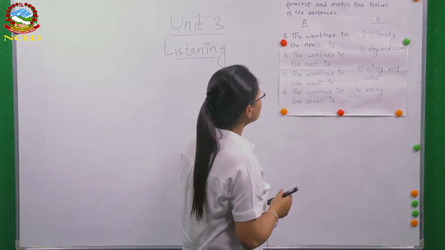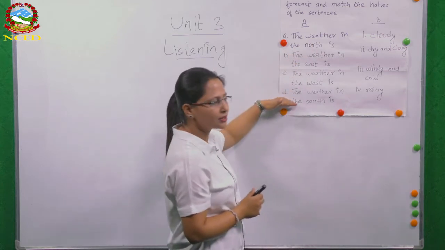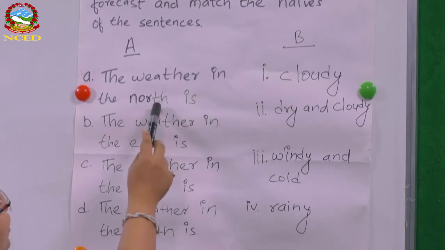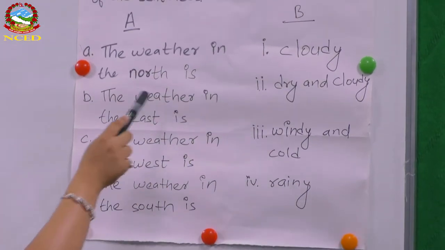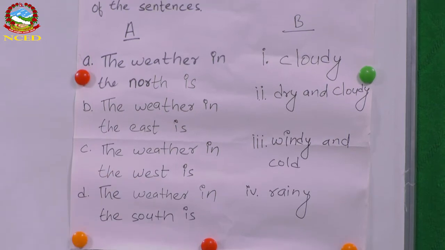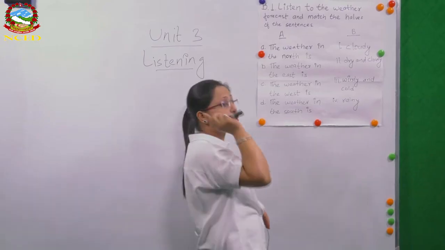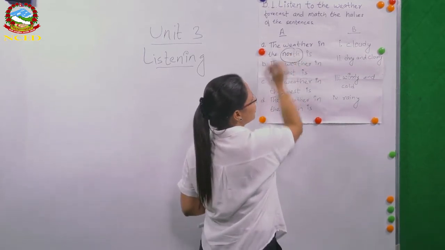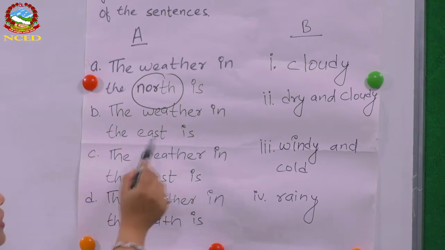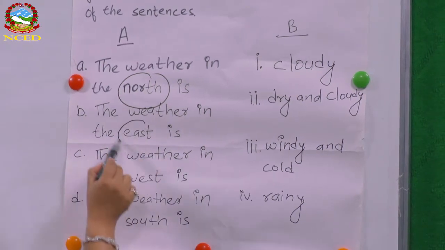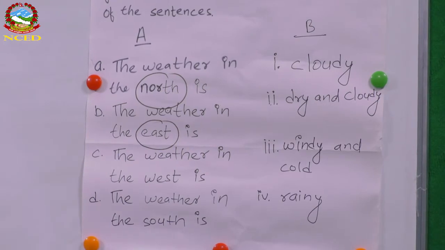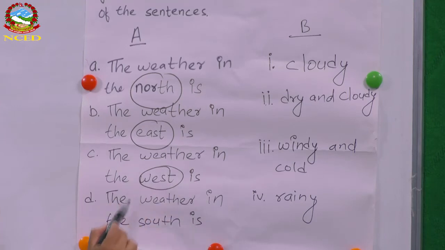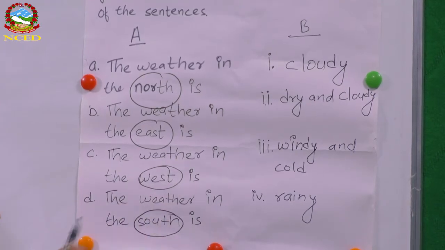Okay? Let's have a quick look at all these 5, then we will start playing the audio. The weather in the north is. So what does it show? It shows that we are going to hear something about the weather in the north. Okay? So the clue word here is north. The weather in the east is. The second number, we have to listen carefully towards the weather of east. The weather in the west is, and the weather in the south is.